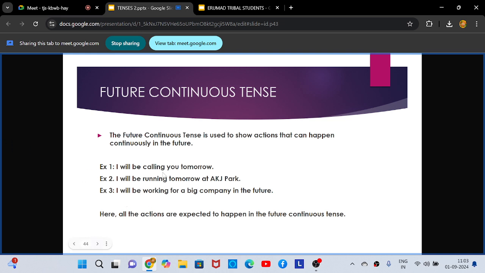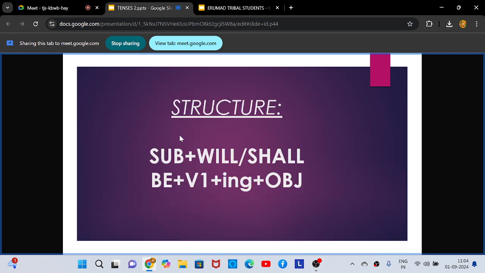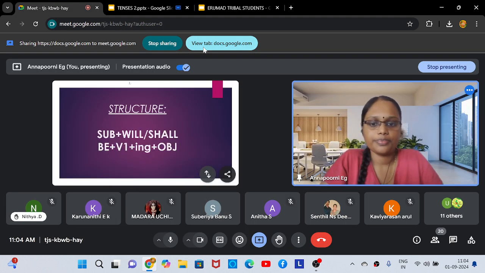So here you can see the structure of this tense is subject plus will be plus V1 plus ing plus object. In all the sentences you are having will be, will be, will be. So just check the structure. Subject plus will or shall be plus V1 plus ing plus object. Doubt, miss.